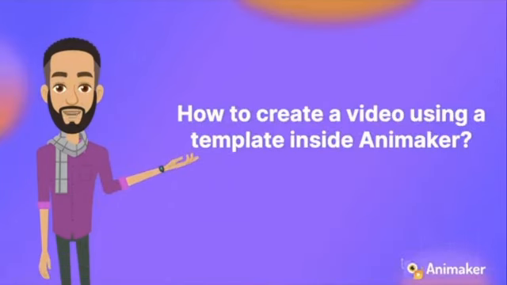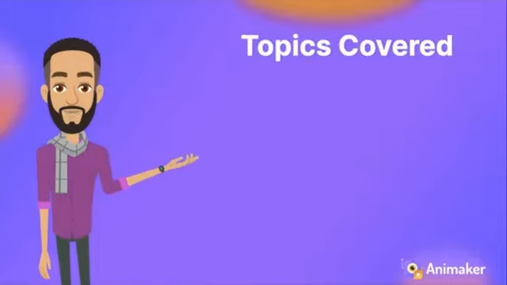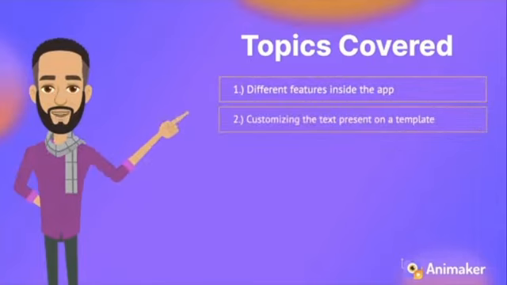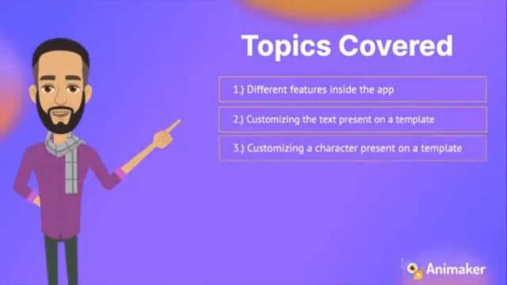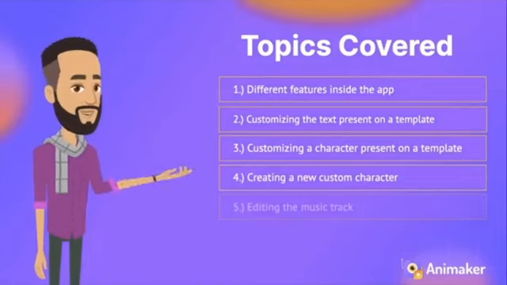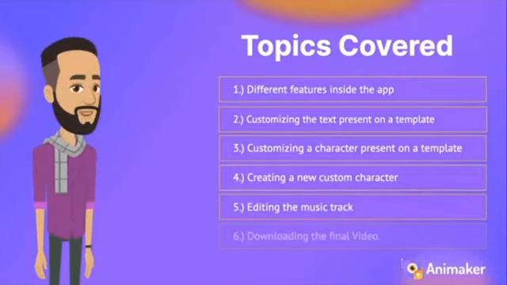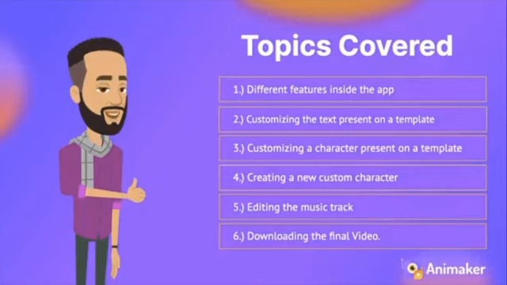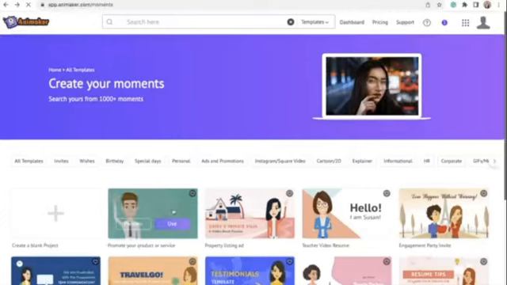Animaker. In this tutorial, we'll teach you how to create a video using a template inside Animaker. In the process, we'll be covering different features inside the app: customizing the text present on a template, customizing a character present on a template, creating a new custom character, editing the music track, and downloading the final video. At the end of this tutorial, you'll be able to create your first Animaker video. Are you excited? Come on, let's get started.